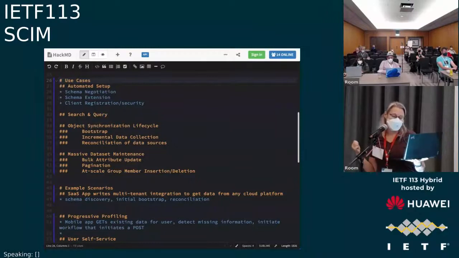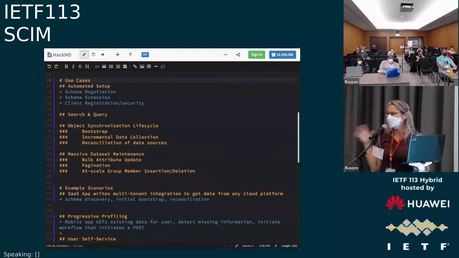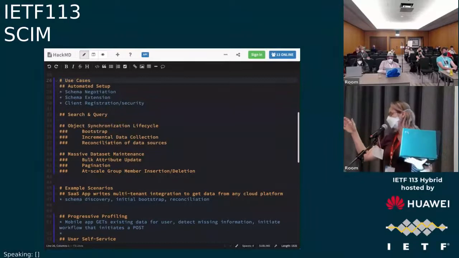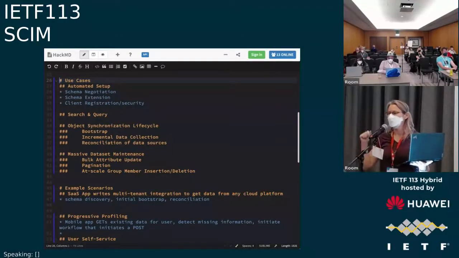So one is sort of a life cycle, really the idea of managing a given object in Skim, which is how do you create it? How do you read it? How do you update it? How do you delete it? And then the second one is how do you do these things at massive scale?